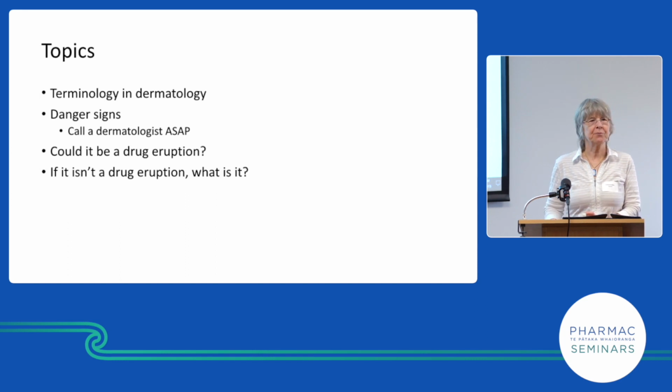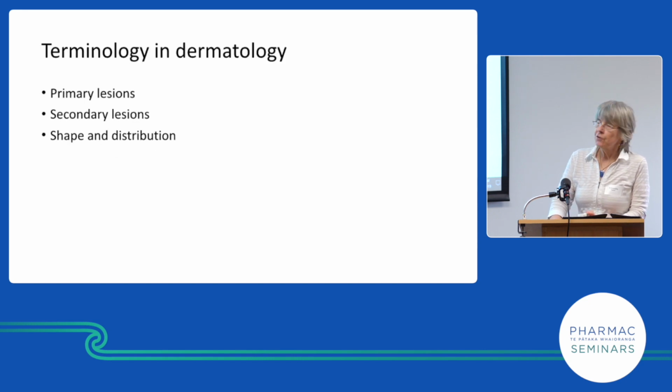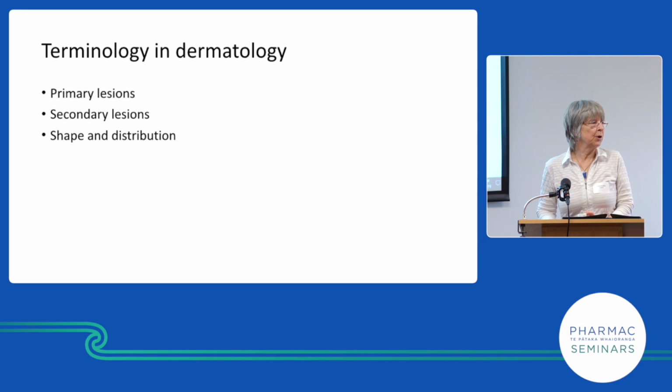Terminology in dermatology. We use special words, and it is important to make sure we're on the same lexicon here. Danger signs, when to call a dermatologist, and more about drugs, I think. So in terminology, we talk about primary and secondary lesions. We also need to know where they are distributed and their array. So are they in a linear array? Are they in an annular array, which means ring-shaped?